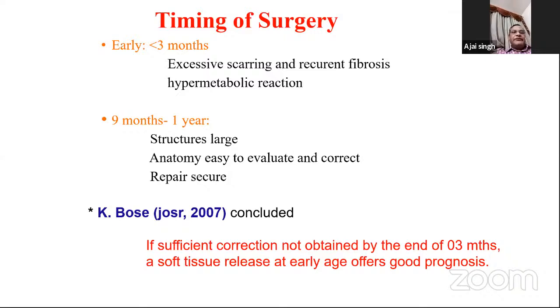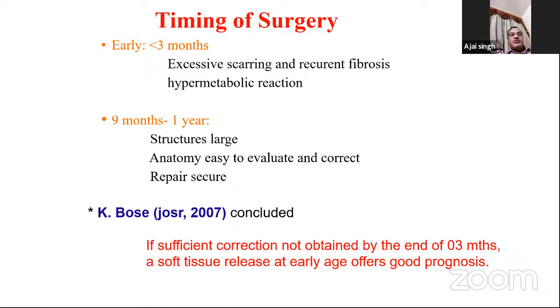If we go for surgery before 3 months, there are chances of excessive scarring. So the ideal time is between 9 months and 1 year, because the structures will be larger and the chances of fibrosis will be less. The anatomy of the bone will be easier to evaluate and correct, and the repair will be more secure.